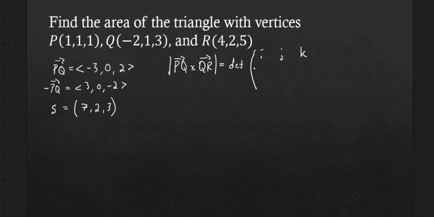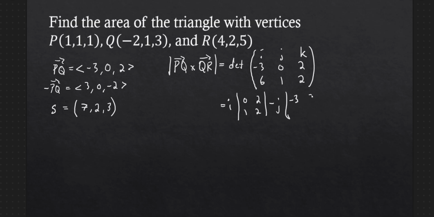I'm going to go through the calculation of PQ cross QR again. So PQ, that was -3, 0, 2. And then QR, that is 6 in the j and 1 in the k... or rather, 0 in i, 6 in j, and 2 in k. So compute the determinant of that. This is in the i direction: it is the determinant of 0, 2, 1, 2, minus j times the determinant of -3, 2, 6, 2, plus k times the determinant of -3, 0, 6, 1.